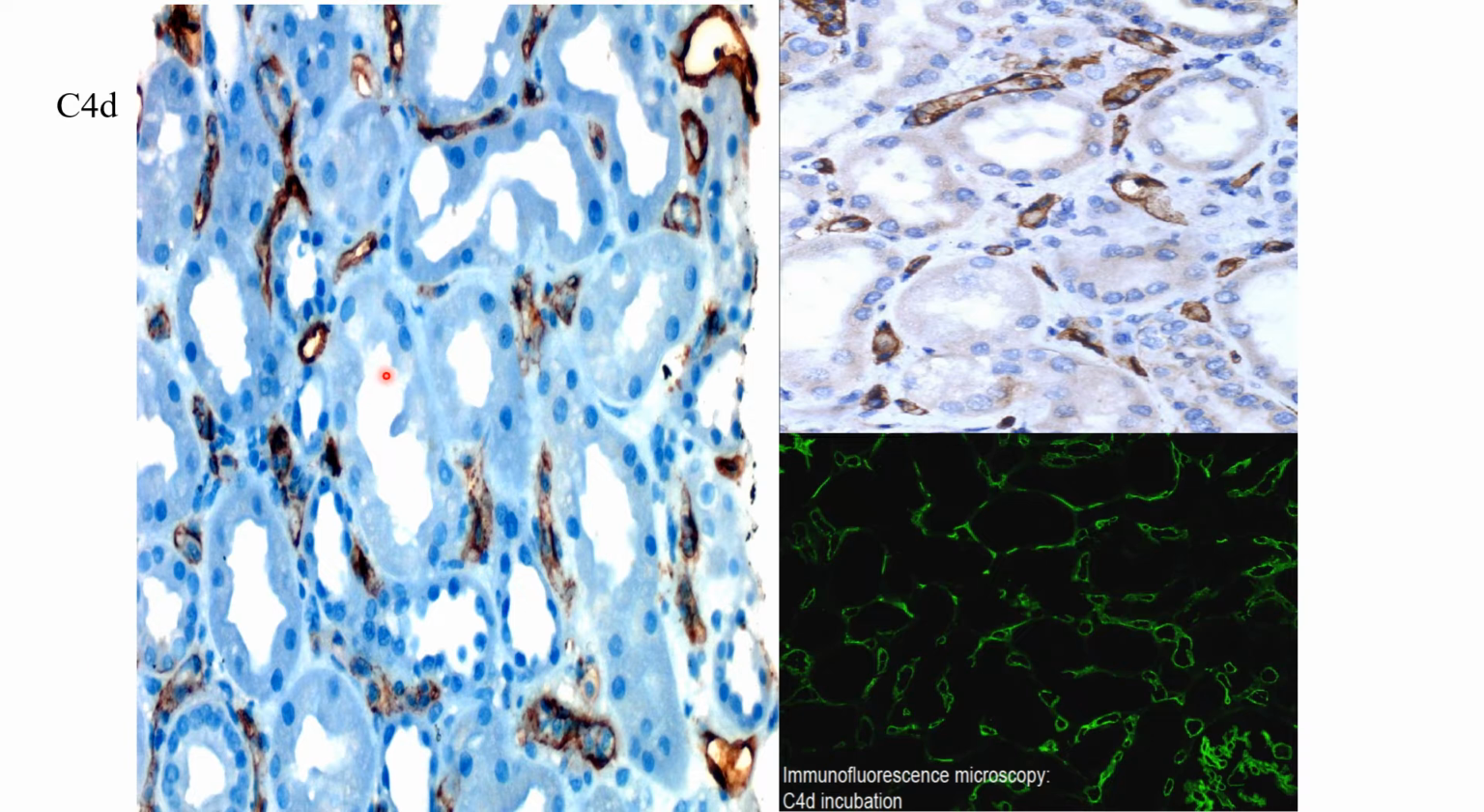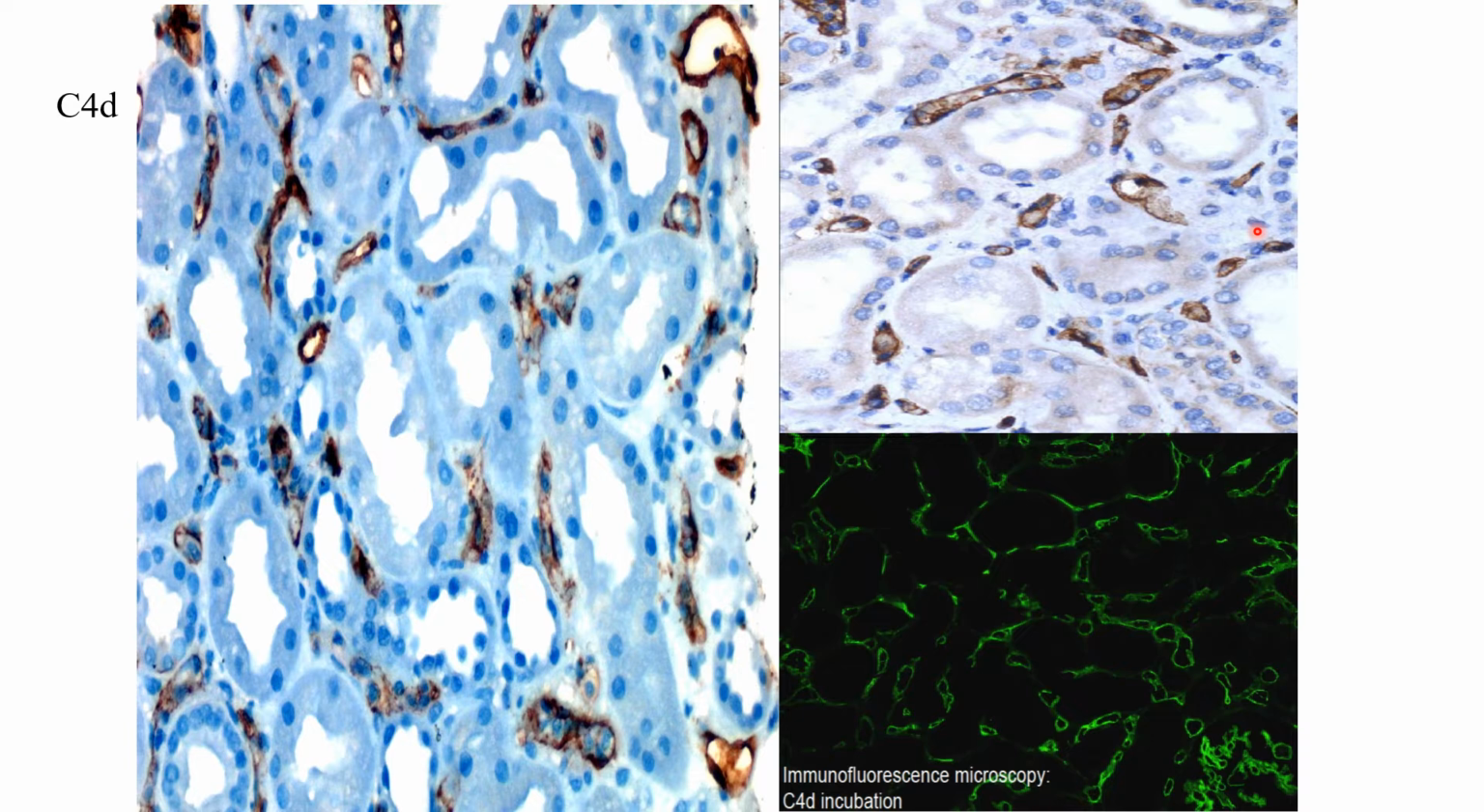Along with the C4d and the histological findings, the DSA levels have to be estimated, wherein if they are positive, we can give a specific diagnosis of active humoral rejection.